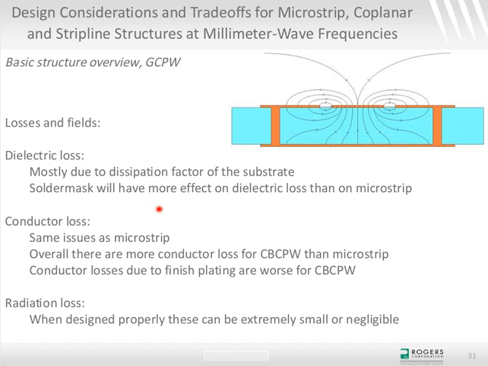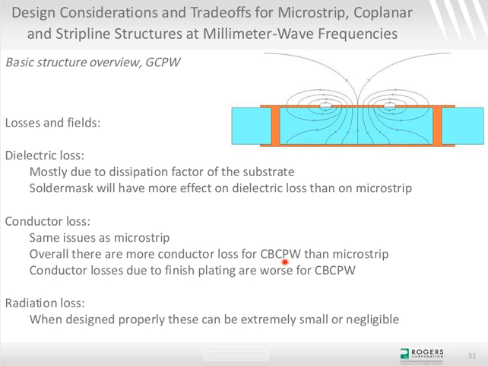Conductor losses have the same type of issues that you have in microstrip, but as a general comment, the conductor losses associated with the grounded coplanar waveguide, and here I've put GCPW, which is the same thing as conductor-backed coplanar waveguide, just different terminology, are definitely more than microstrip just by the nature of the structure. And conductor losses due to final plating finishes are definitely worse with grounded coplanar waveguide as compared to microstrip. I'll talk about that a little later as well.